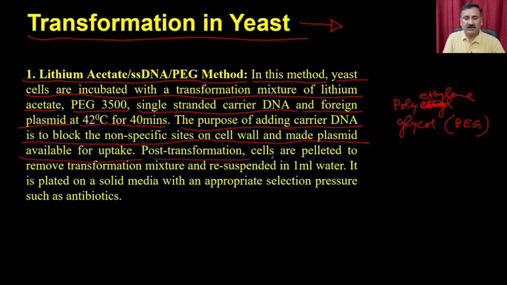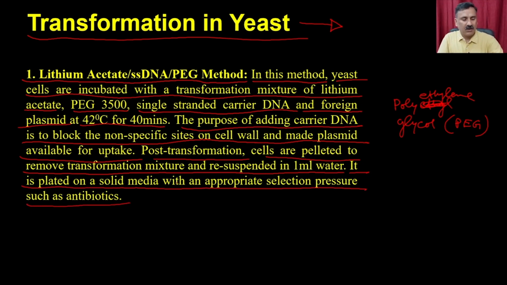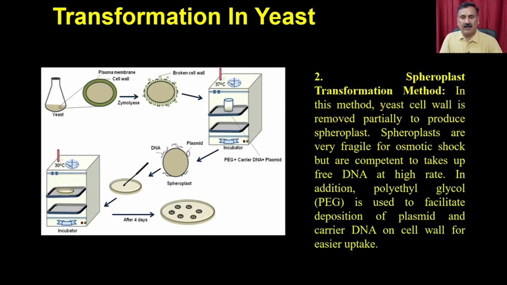Post transformation, the cells are pelleted to remove the transformation mixture and resuspended in 1 ml of water. It is plated onto a solid media with the appropriate selection pressure such as antibiotics. The second method is called the spheroplast transformation method, and the spheroplast transformation method has multiple steps.